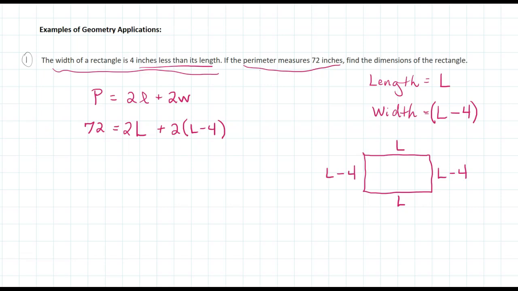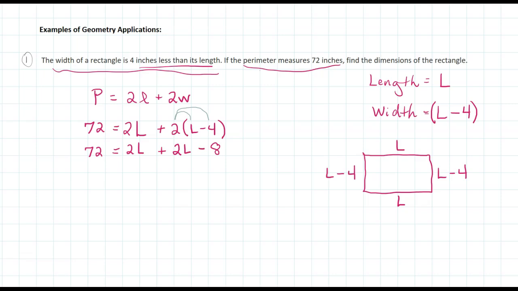So we're going to start off by distributing 2 into L minus 4. Easy peasy. 2 times L and 2 times negative 4. All right, let's bring everything down. 72 is equal to 2L plus, and we'll have the 2 times L, 2L, and 2 times negative 4 is going to be negative 8, or minus 8. And remember this, every time you distribute, you want to check to see if you can combine like terms, because very often that is what needs to happen.